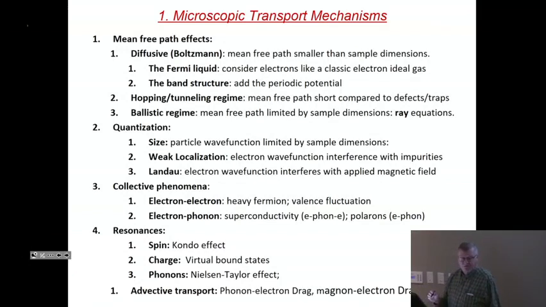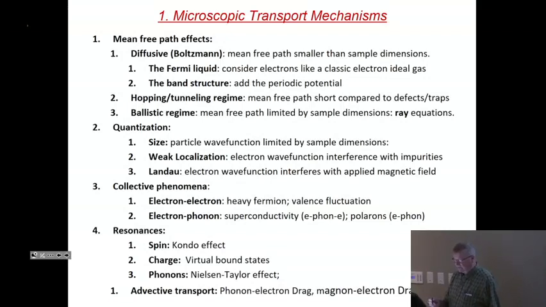To this, there are then corrections. The first corrections are the quantization effects. You can have size quantization, where the particle wave function is affected by the finite size of the system. You can have weak localization, where the electron interferes with impurities, and the wave function then becomes split by the impurities and has constructive or destructive interfering effects. And then there are Landau levels, where the electron wave function is influenced by the external magnetic field and in fact becomes quantized. That's one set of corrections. Sometimes they're dominant, they're not really corrections.